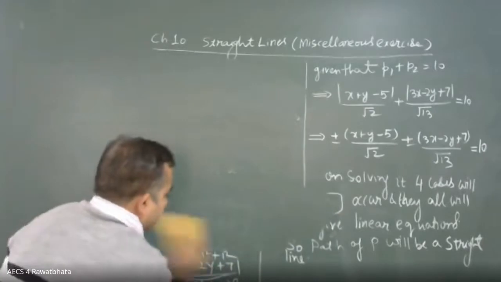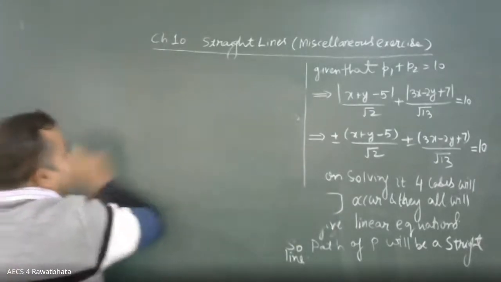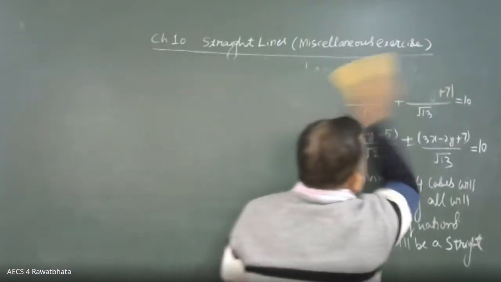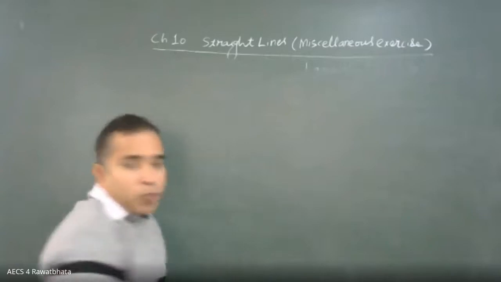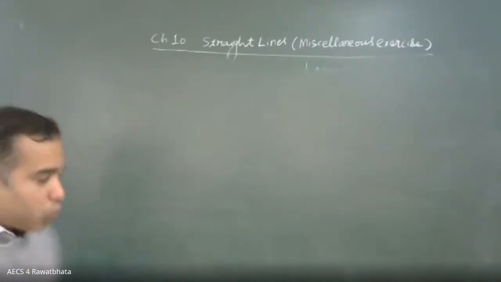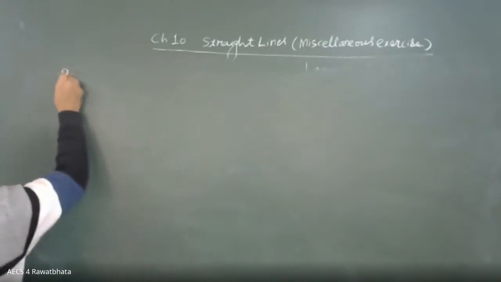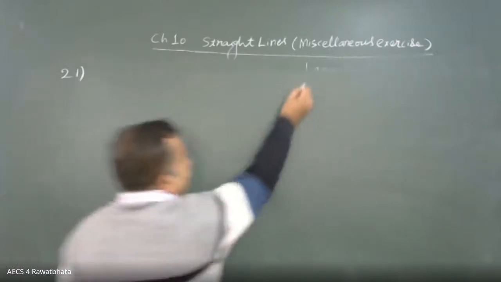1 minute. Yes, 1 minute are there. Equidistant from two parallel lines. Equidistant. Let me draw the figure first. So there are two parallel lines. Adhyansh, which question number is it? 21st. Yeah. So the question is that there are two parallel lines.